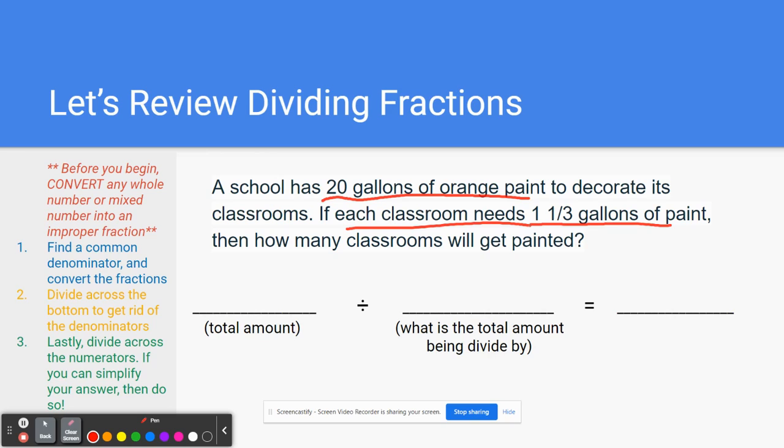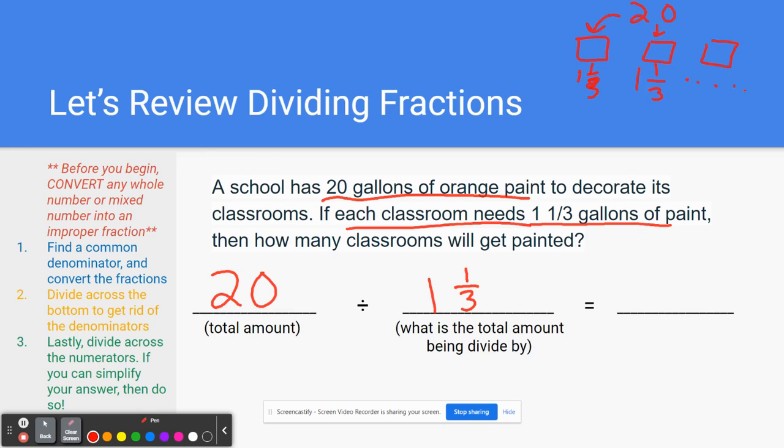Hopefully you're saying that we need to divide up the 20 gallons of orange paint that we have for each classroom. So we are dividing up 20 gallons into groups of 1 1/3, right? Each classroom gets 1 1/3. If you imagine different classrooms, if we had 20 gallons of paint, this one gets 1 1/3, this one gets 1 1/3, and so on and so forth. If you need to visualize it and draw a little picture, go ahead and do so.